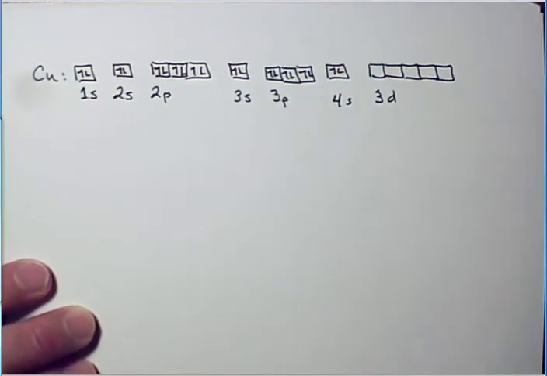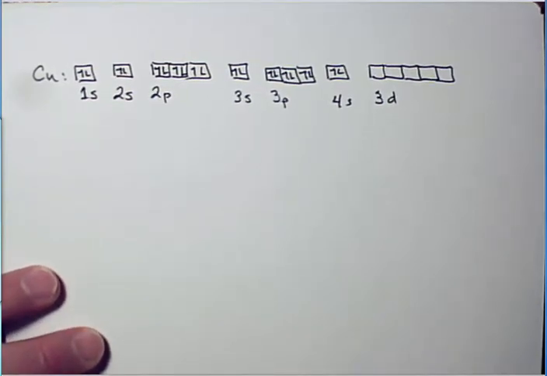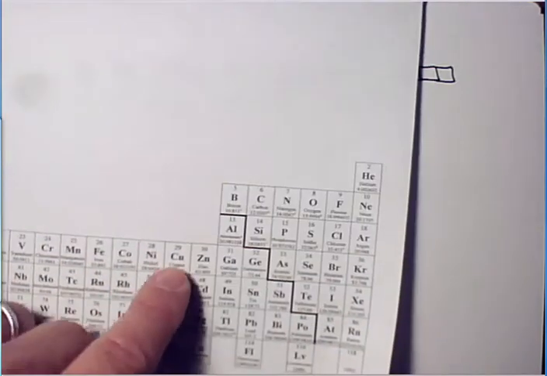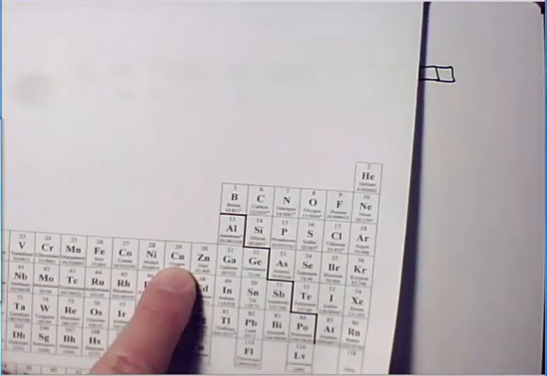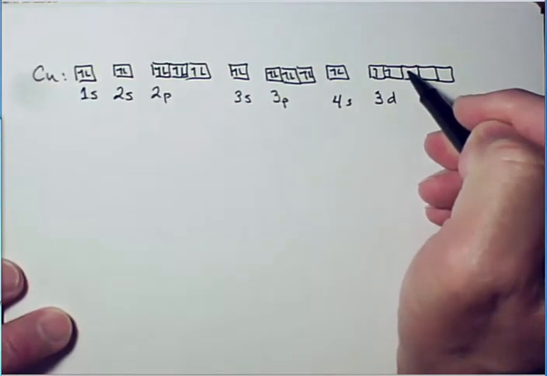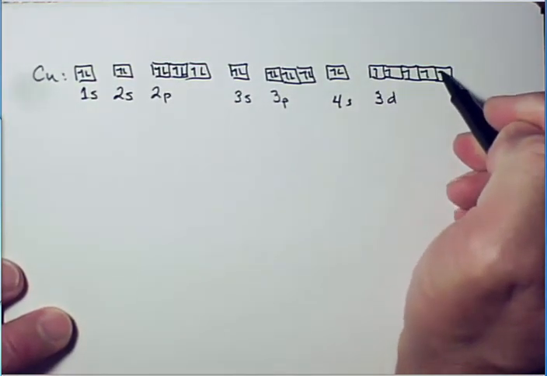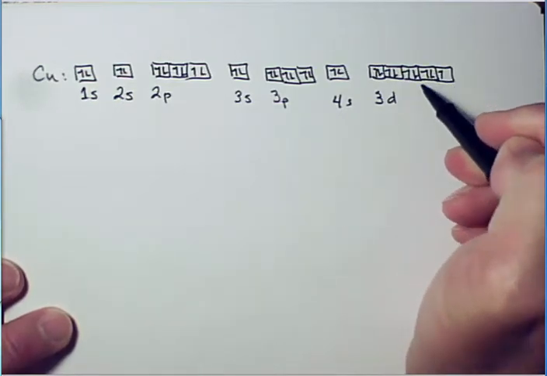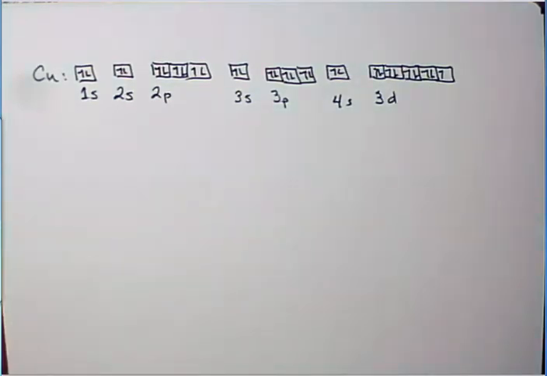Okay, and you're going to put 1 electron in each box and then come back and pair them up as needed. But for copper, we need 9. So we're just going to count it up here. 1 in each box. 1, 2, 3, 4, 5, 6, 7, 8, 9. And that's the orbital notation that I expect you to have.